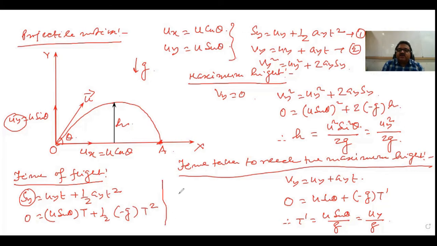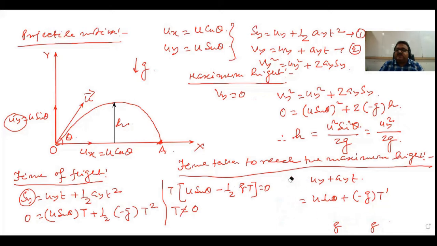Now, let me do one thing better. Take t common. If I take t common, it is t times u sine theta minus half g t is equal to 0. Okay. T cannot be equal to 0. Obviously, it cannot be equal to 0 because if t is equal to 0, that means the time when it started its journey, correct? So t cannot be equal to 0. So here, what will happen then? Therefore u sine theta minus half g t is equal to 0.